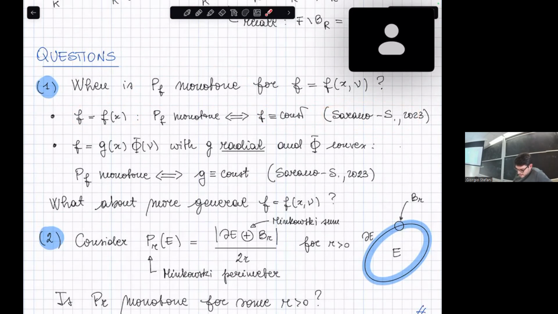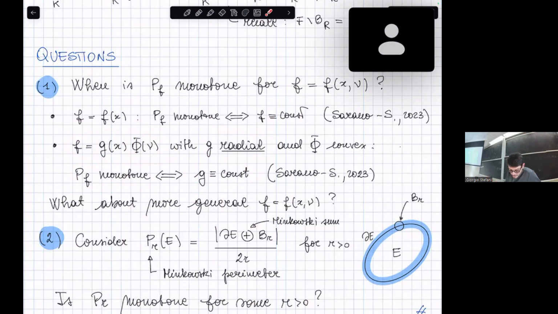actually we have another case in which we were able to prove something, and the case is this one. So if F is given by the product of two functions, one depending just on X, which is radial, so it depends on the modulus of X, and the other depending on the direction, which is convex and one-homogeneous, if you see it as a function on Rn, then you prove that the weighted perimeter with respect to this particular weight is monotone if and only if the function G is constant. So you don't have dependence on the position. This generalizes the result which is known for Wulff perimeters, essentially.